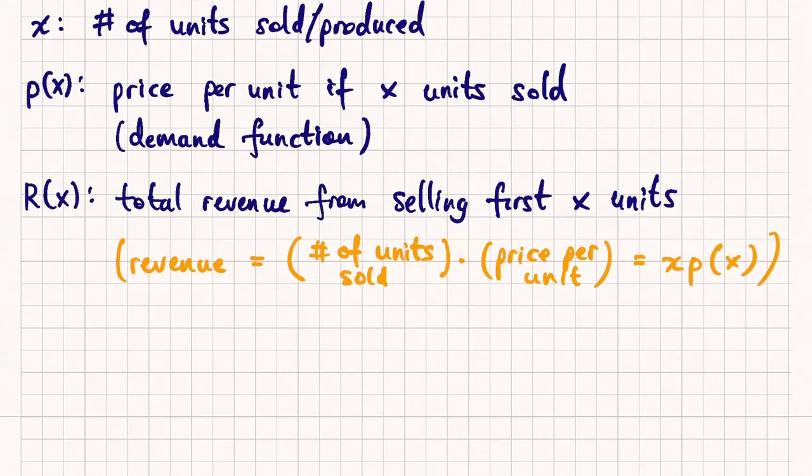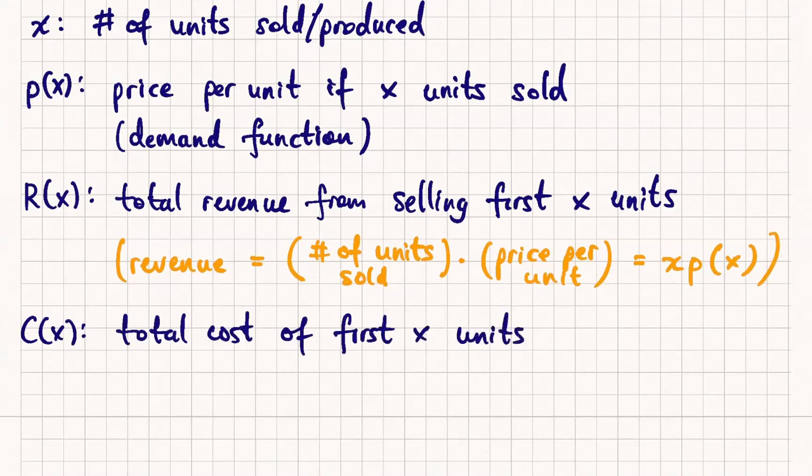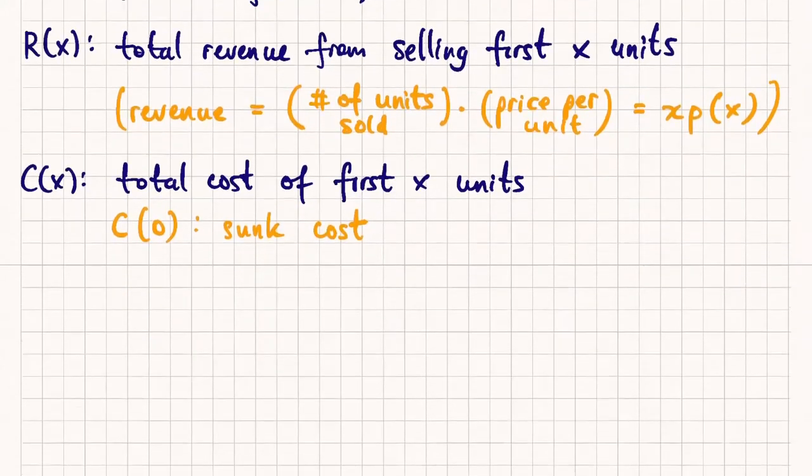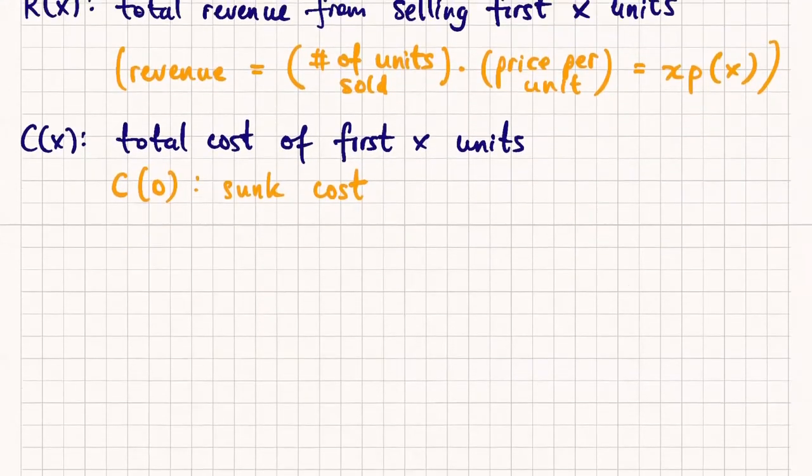And then we have costs. So C of X is the total cost of, again, the first X units. And C of 0 is typically not 0. So C of 0 is usually non-zero because there's usually a cost to at least just starting up everything. So that's usually called the sunk cost. So again, these are terms that you probably have heard, or you should have heard in an introductory, say, microeconomics course. Okay, so the thing that we actually want to concentrate on are these things called marginal quantities.